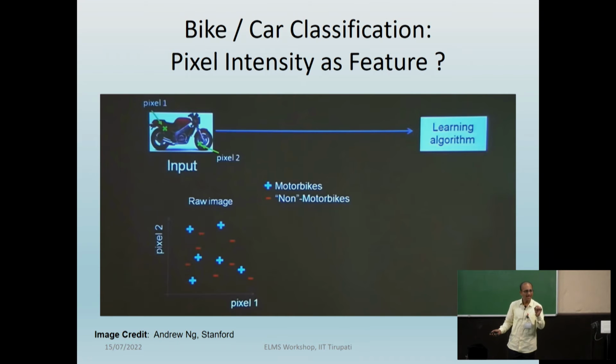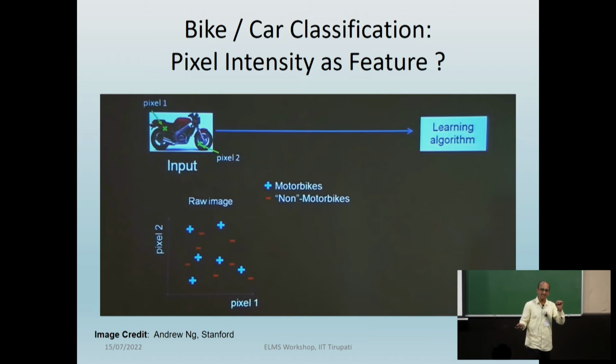Each point here is a sample. Sample means if I have 20 cars or 20 bikes, there will be 20 points in this plot. Each point is placed based on the intensity of pixel 1 and pixel 2, that is all. Pixel 1 intensity I measure, pixel 2 intensity I measure, and based on that I am just putting the points here. These are the samples, I say.